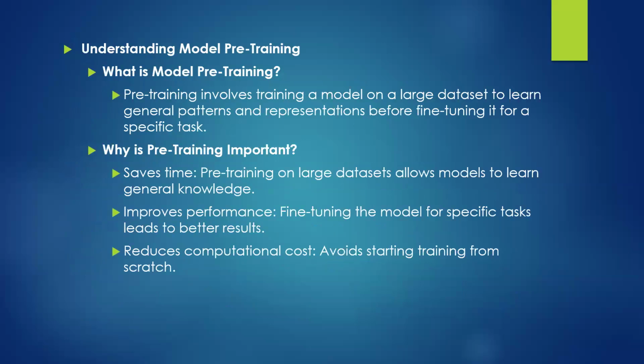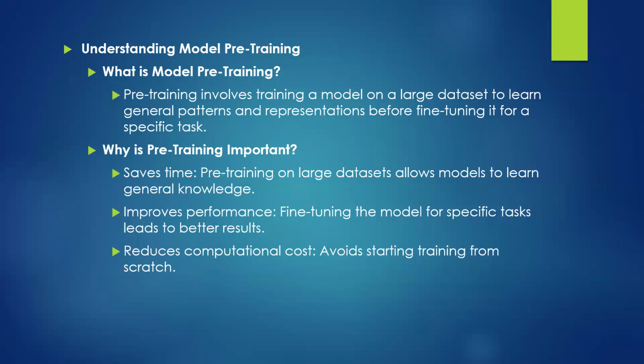Next. So understanding model pre-training. Here, as I was telling earlier, we have to train the models based on your requirement. Okay, so pre-training involves training a model on a large data set to learn general patterns and representations before fine-tuning it for a specific task. So pre-training is nothing but providing internet data to it. Okay, and whatever data is required for us, we have to give proper training by providing internet information, and we have to clean it, as I said earlier.